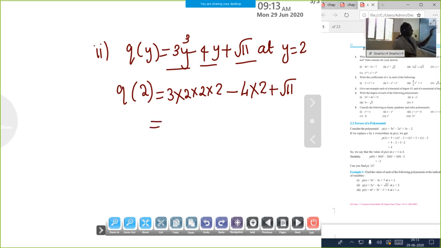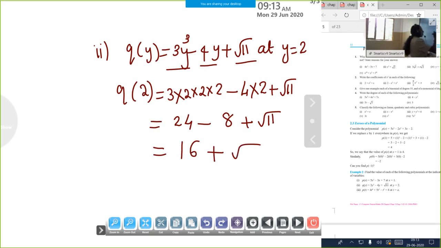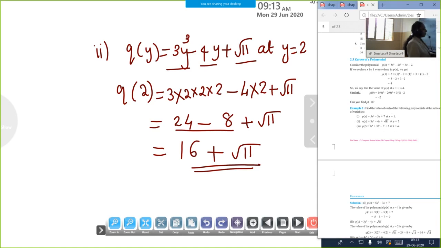Then find the value. 3 into 2 is 6, 6 into 2 is 12, 12 into 2 is 24, minus 4 into 2 is 8, plus root 11. Then what is 24 minus 8? It is 16. When you solve this, our answer is 16 and the next term is root 11. So this is our final answer: 16 plus root 11.